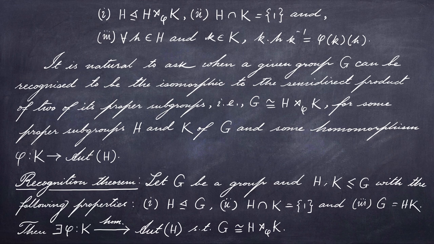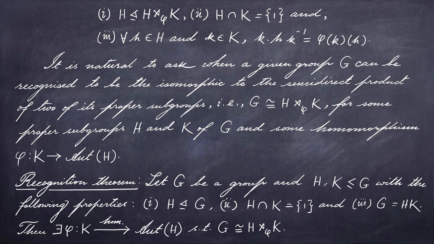Okay. It is now natural to ask when a given group can be recognized to be isomorphic to the semi-direct product of two of its proper subgroups. So for any given G, we want to ask whether we will be able to write G as the semi-direct product of H and K for two proper subgroups H and K and some homomorphism from K to H. This is very natural to ask. Then only we will be able to decompose a given group into semi-direct product.